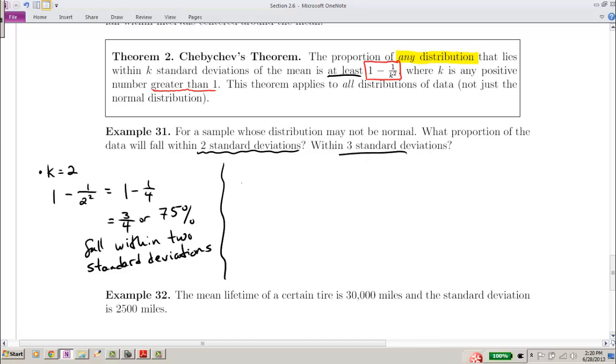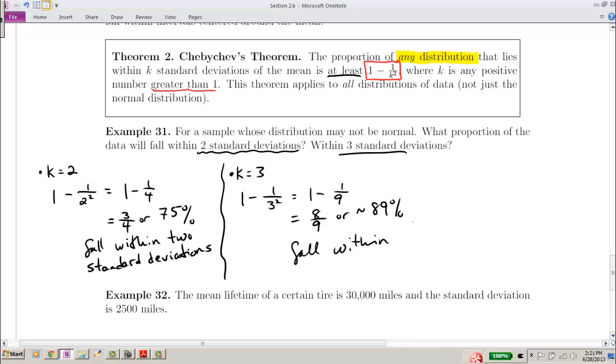Within 3 standard deviations, so if k is 3, Chebychev tells us that the proportion that falls within 3 standard deviations is at least 1 minus 1 over 3 squared. 1 minus 1/9 is 8/9. 8/9 of the data, or approximately 89%, fall within 3 standard deviations.